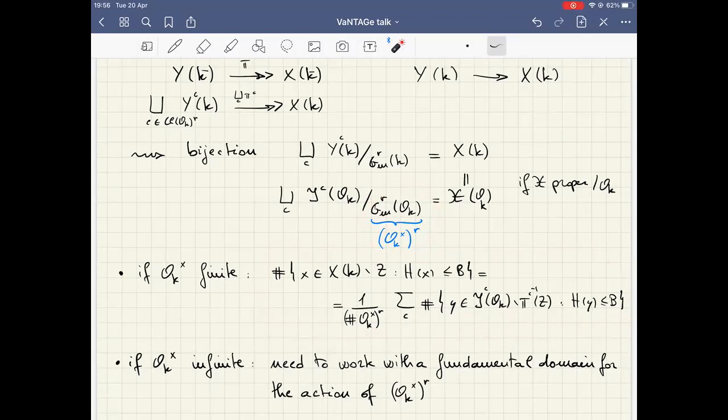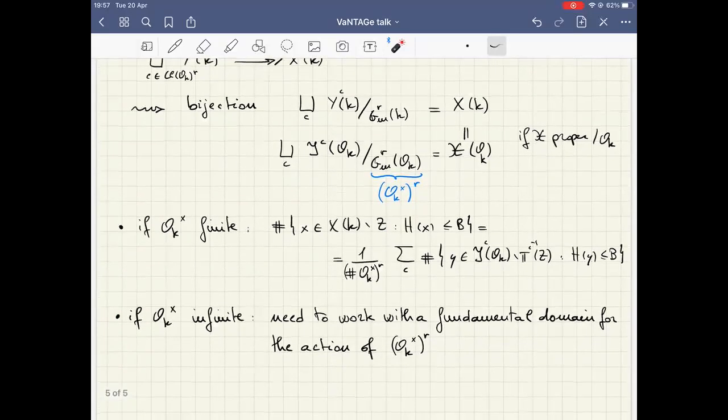And the main reason is because such a fundamental domain is not going to be an algebraic object. It's going to be defined, for example, by exponentials or logarithms. And the way that we solved this in the joint paper with Christopher Frei was by using o-minimality techniques for counting lattice points in domains that are defined by algebraic conditions, but also by conditions involving the exponential function.